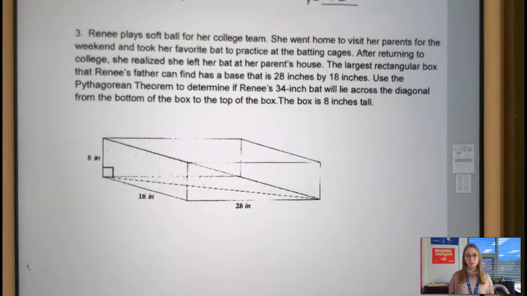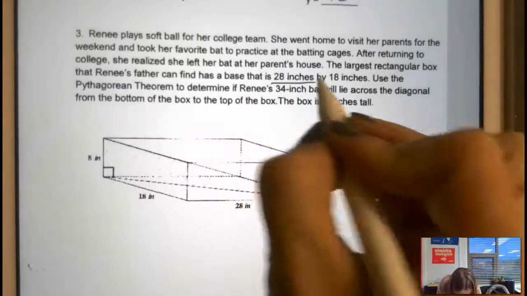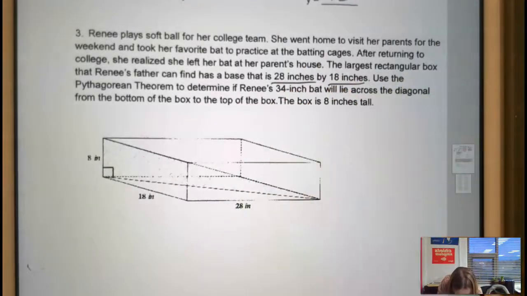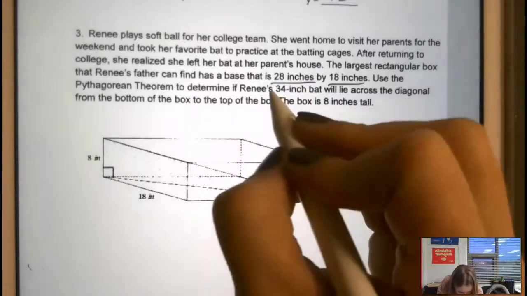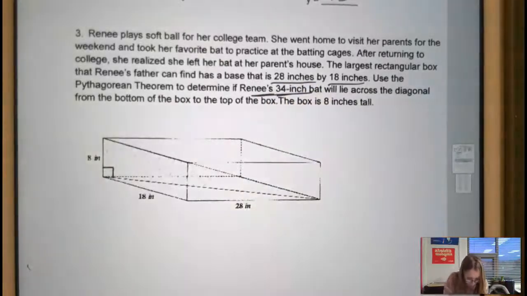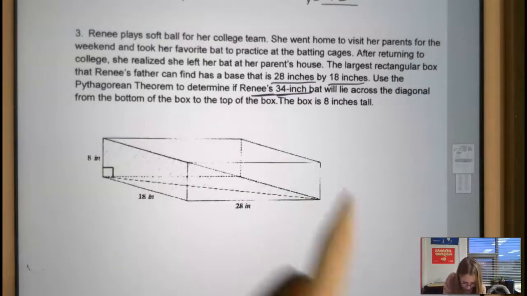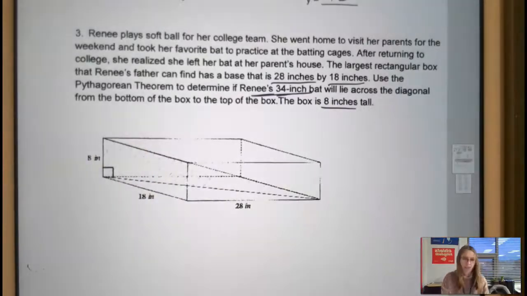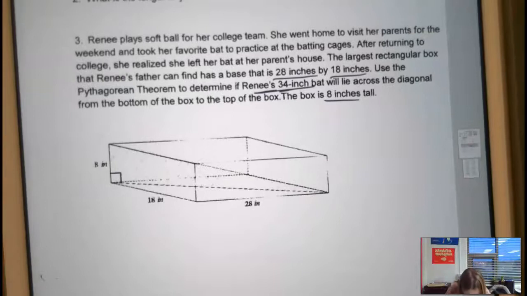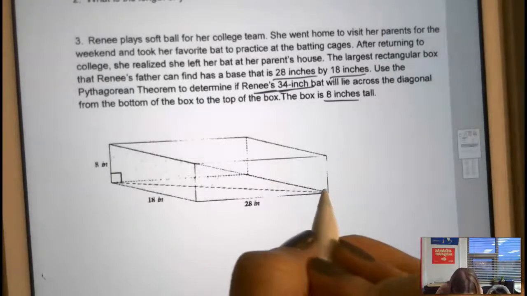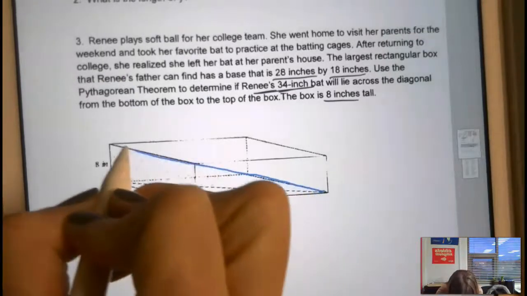So they have to ship her bat in a box, okay? So that box is 28 by 18 inches. And we need to see if her 24-inch bat will lie across in this diagonal direction. And it's also 8 inches high. So they already have every piece of information that we do know already marked off. So what we need to find is this diagonal length right there.